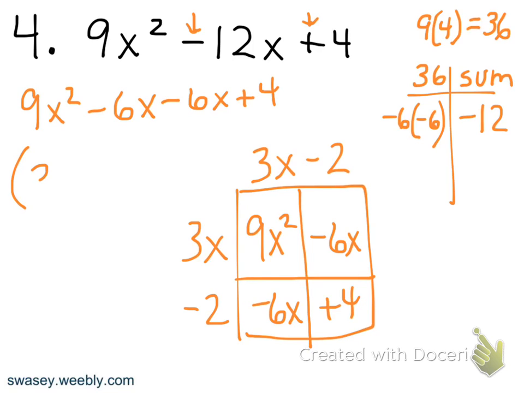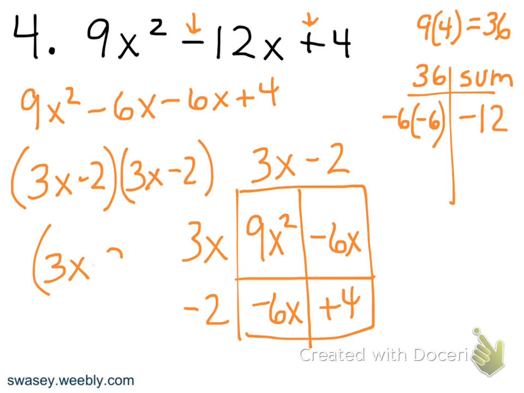So we see the same factor twice, 3x minus 2 and 3x minus 2, so we can write it as that factor squared. So it is in fact a perfect square trinomial. Factors into a binomial squared.